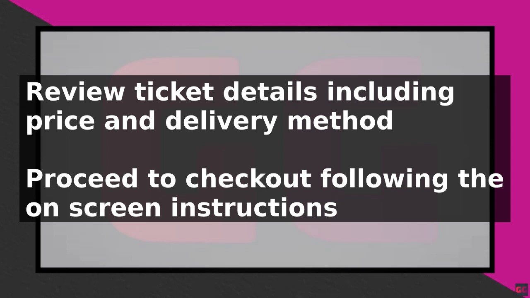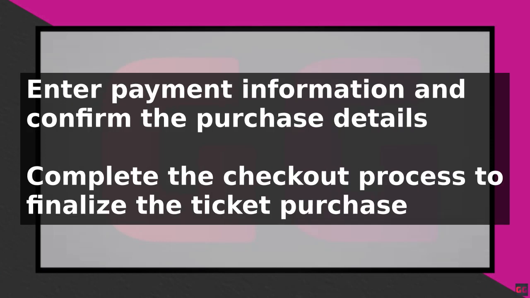Proceed to review the ticket details, including price, sale information, and delivery method. If everything is satisfactory, proceed to checkout, following the on-screen instructions, which may include entering payment information and confirming the purchase. Once the checkout process is complete, the ticket purchase is finalized.